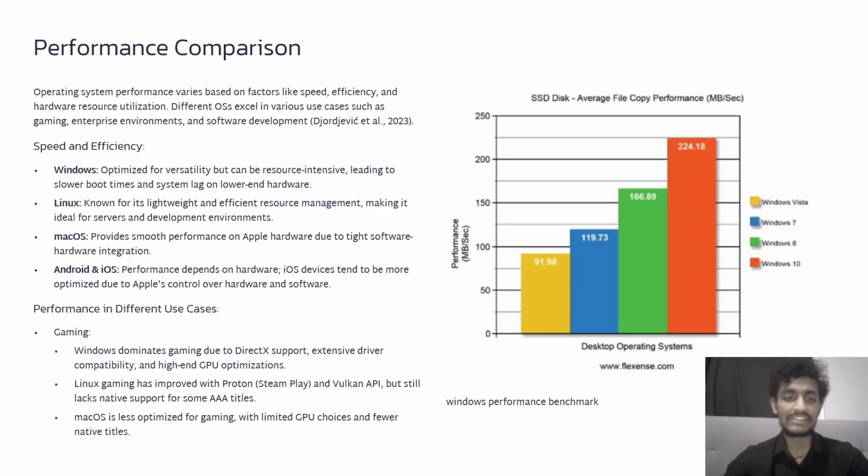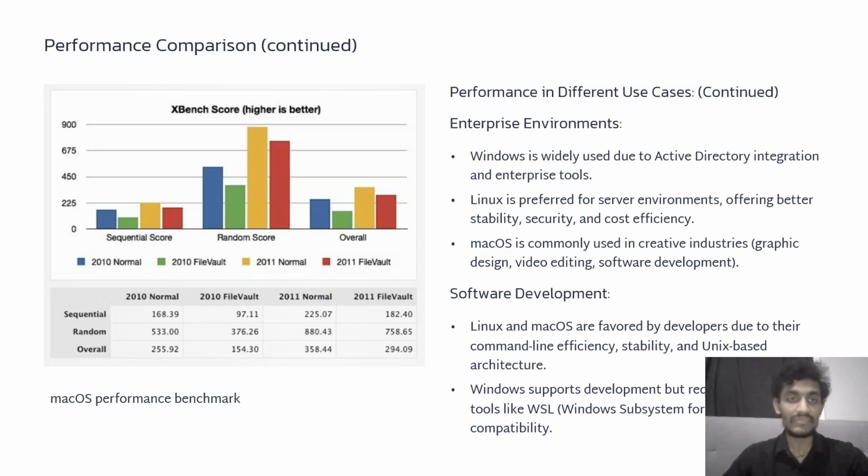Gaming. Windows dominates gaming due to DirectX support, extensive driver compatibility, and high-end GPU optimizations. Linux gaming has improved with Proton, Steam Play, and the Vulkan API but still lacks native support for some AAA titles. macOS is less optimized for gaming with limited GPU choices and fewer native titles. Let's see the performance comparison here.